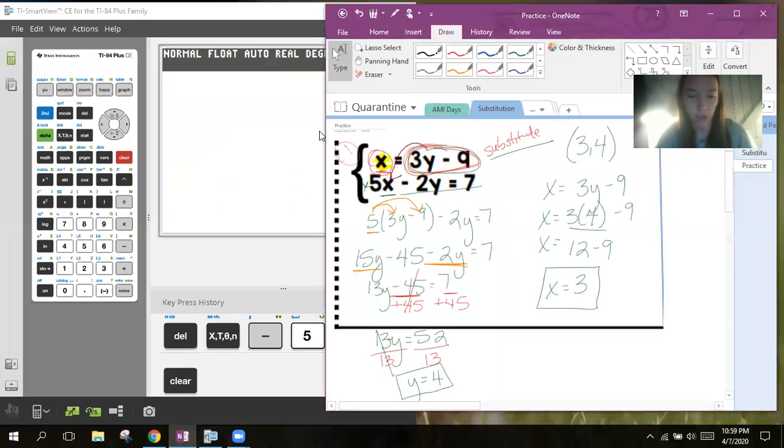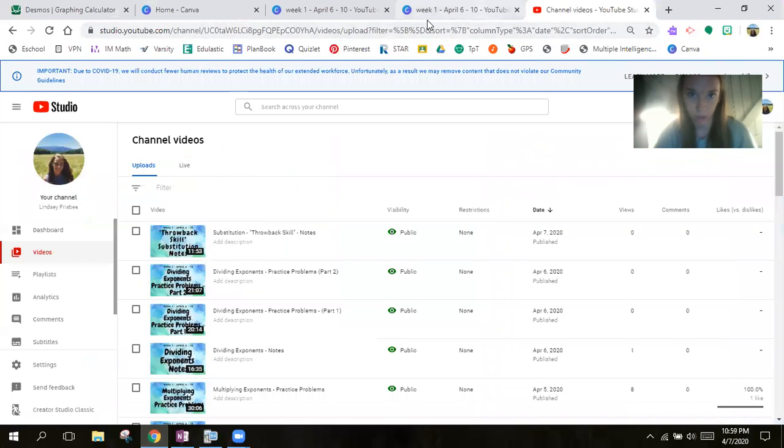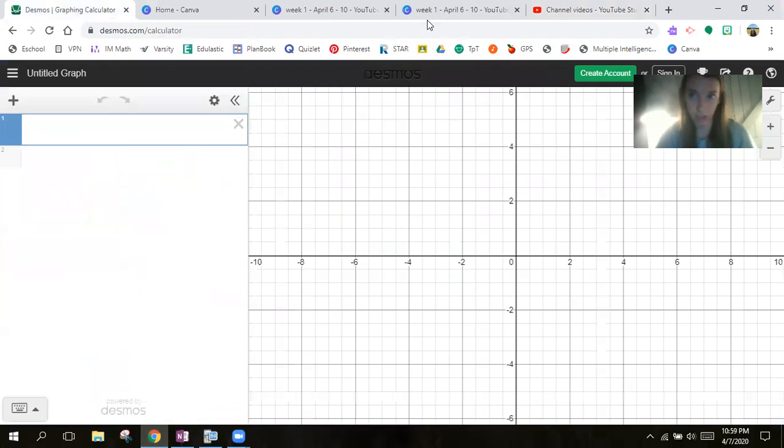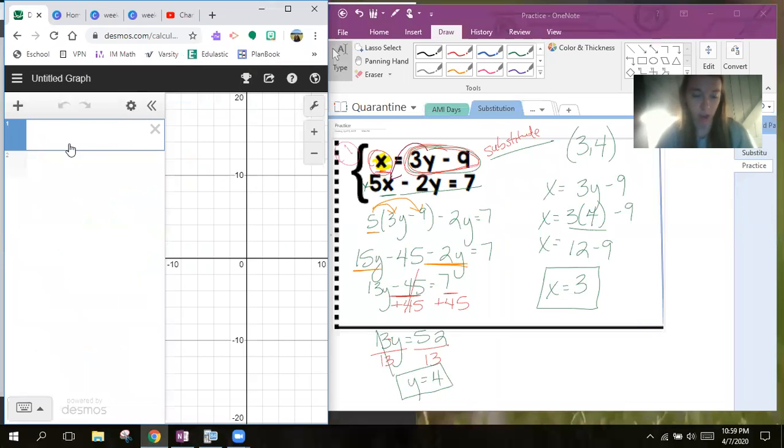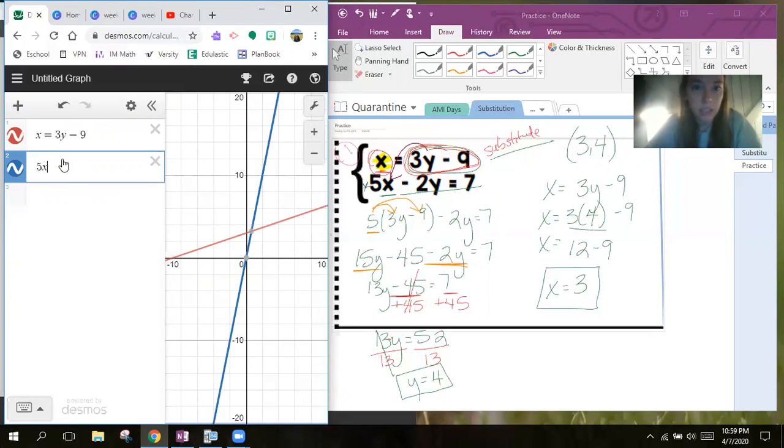All right, I'm not going to do this with all of them, but just so you can know how to check your work. Now, I want to see all of this work, but you can use Desmos as a way to check it, okay? So you can't just put the final answer because I want to see all of the work. Okay, so we could go back to the beginning and we could graph x equals 3y minus 9. We could graph 5x minus 2y equals 7.